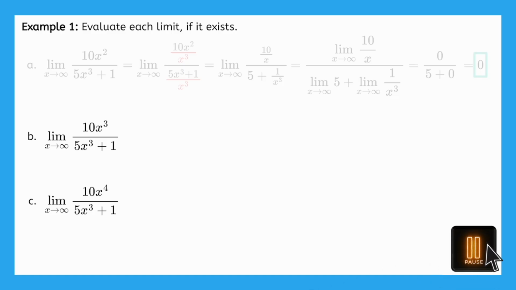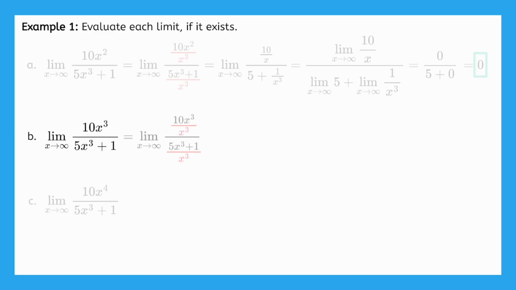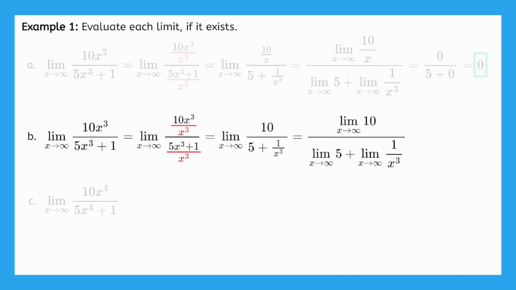For limit b, once again, we divide by x cubed since that's the highest power in the denominator, and simplify the result. Then we can use the limit laws to break the limit down into simpler limits and evaluate each using the limits we know. We get the expected result of 2.